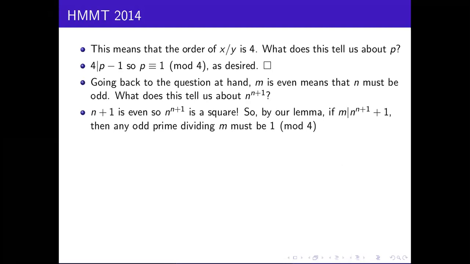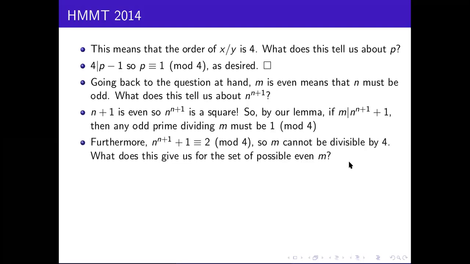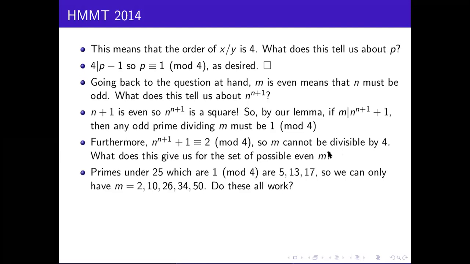Also remember that m is divisible by 2. So any odd prime has to be less than 25. So we can just go ahead and list them out. The primes under 25 are 5, 13, and 17. And also n to the n plus 1 is equivalent to 2 mod 4, since odd squares are 1 mod 4. So m can't be divisible by 4.